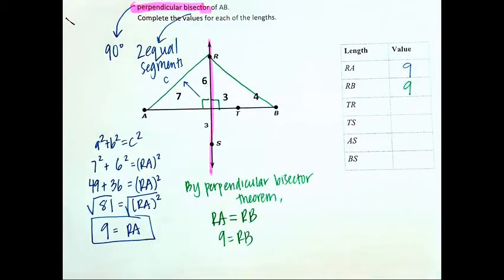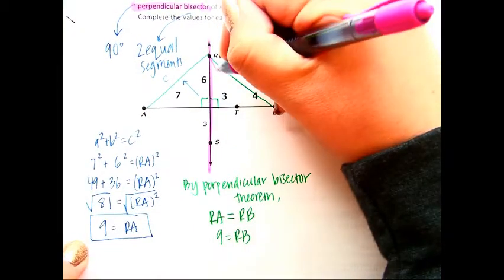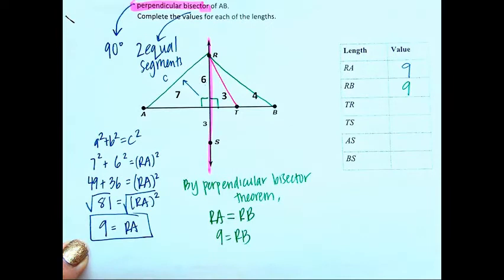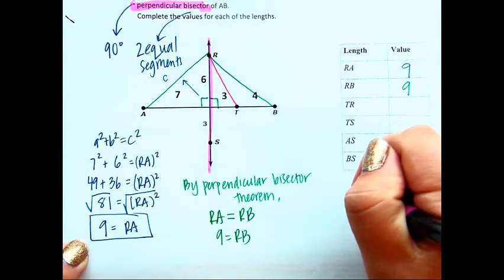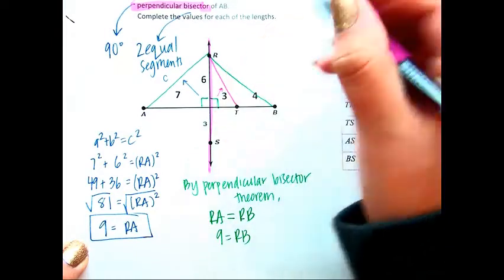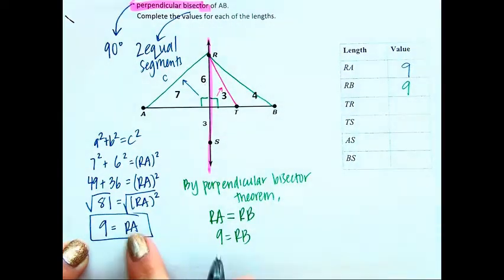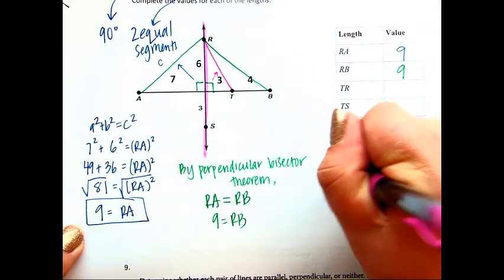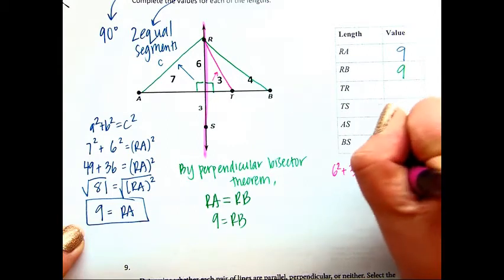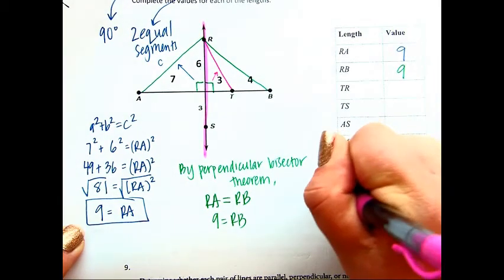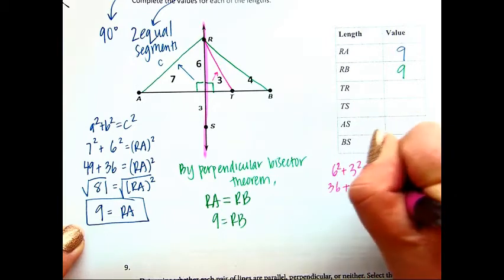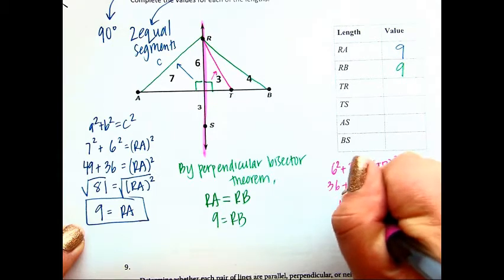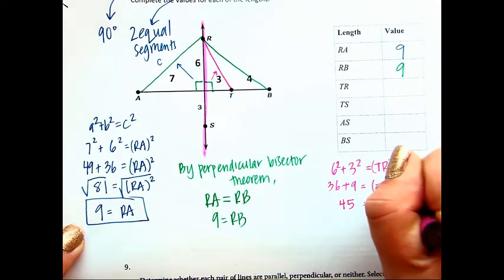TR is this triangle here. This is still a right triangle. One of my legs is 6, but now the other is 3. So in order to find what my hypotenuse is here, in this case it's TR, I still need to use Pythagorean theorem again. So we're going to say 6 squared plus 3 squared is going to equal TR quantity squared. We'll have 36 plus 9 equals TR squared. This adds up to 45 equals TR squared.